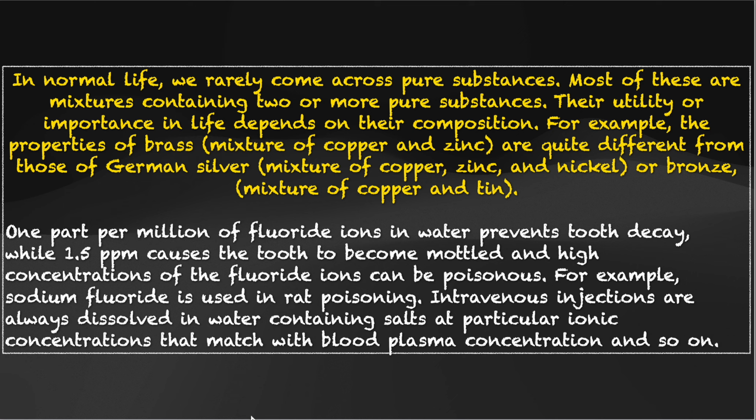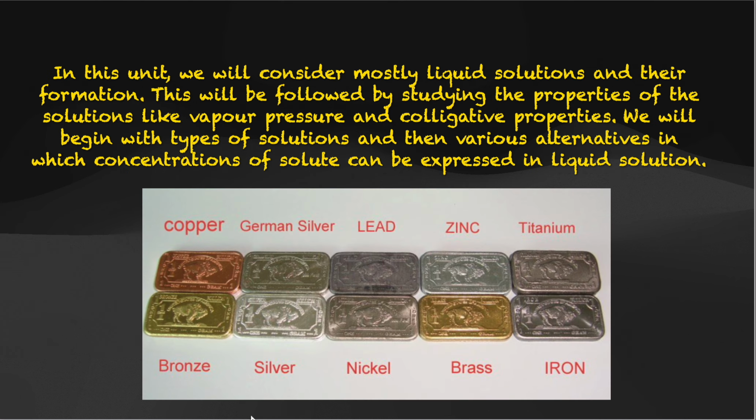1 part per million of fluoride ions in water prevents tooth decay, while 1.5 ppm causes the tooth to become mottled, and high concentrations of the fluoride ions can be poisonous. For example, sodium fluoride is used in rat poisoning. Intravenous injections are always dissolved in water containing salts at particular ionic concentrations that match with blood plasma concentration, and so on. In this unit, we will consider mostly liquid solutions and their formation.